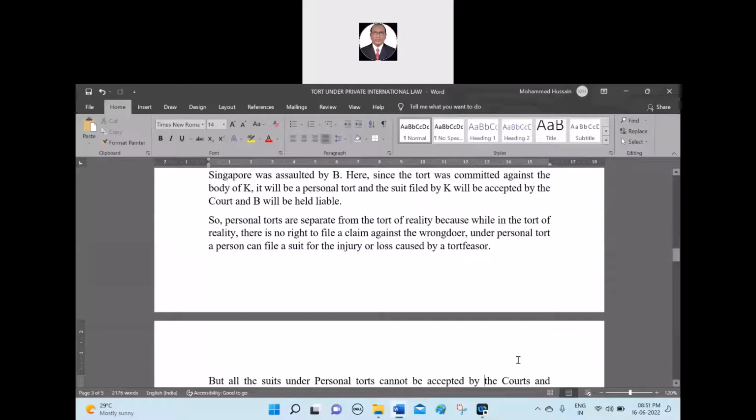So that was the thing. For the personal tort, yes, a case will be filed. For immovable property, generally the case will not be accepted. If it is repeatedly done over there, then yes, definitely it will be registered.